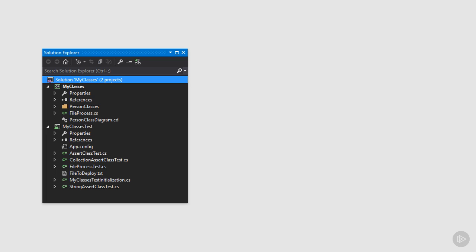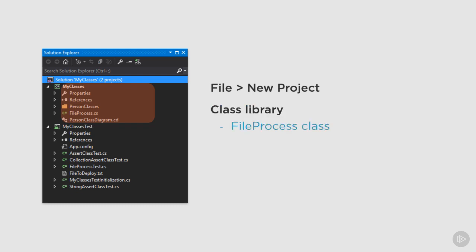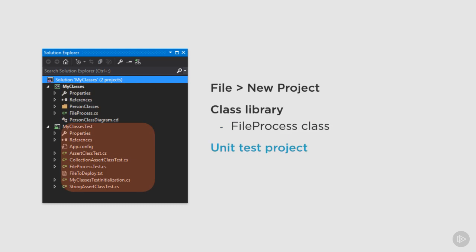So, how am I going to illustrate this unit testing to you? Well, what we're going to do is we're going to do a file new project. We're going to create a class library. And in this class library, we're going to create a file process class. We're then going to create a unit test project, which is simply another project template that's available to you in Visual Studio. And then we're going to create several unit test classes over the course of this course to test out our file process class and illustrate some of the various assert classes that are available to you.